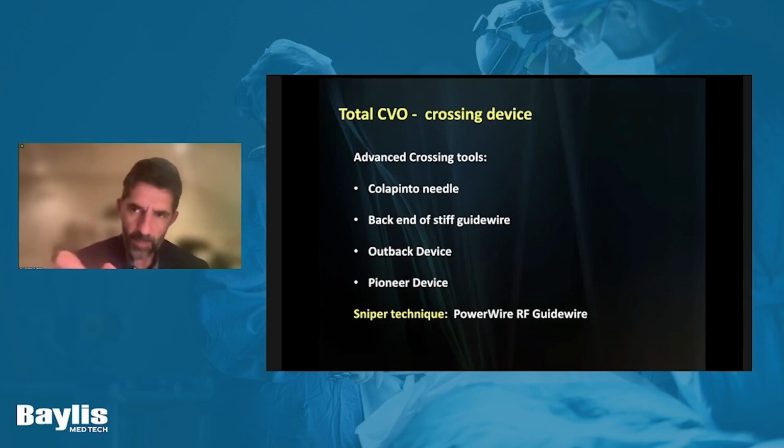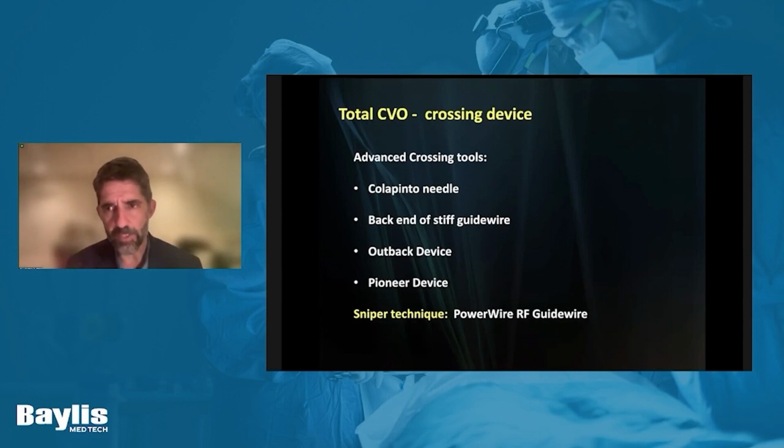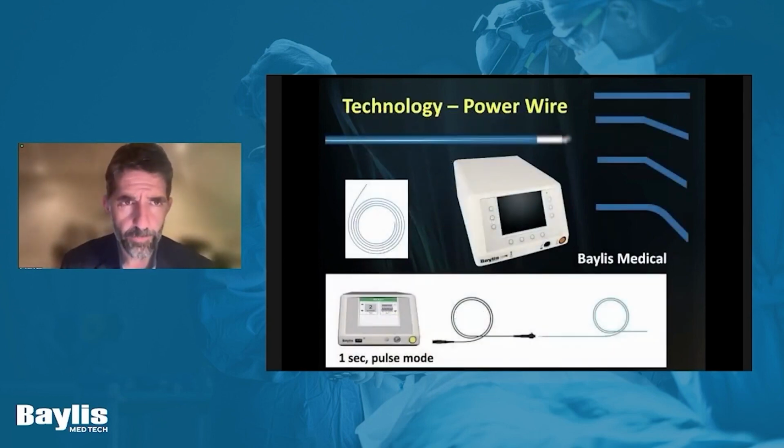And if you compare with the technique that we have been using more frequently, which is the sniper technique that we described several years ago with the power wire, then the power wire, in my hands, in my opinion, has a more precise advancement and more control versus a needle or the back end of a stiff glide wire, where after you cross that fibrotic tissue, you might go too far depending on how much force is applied to the tip.